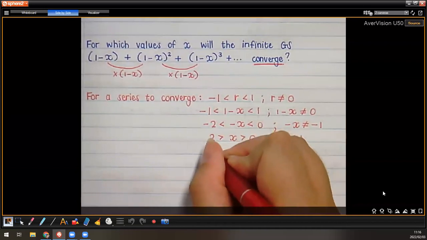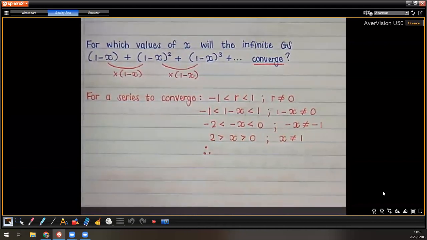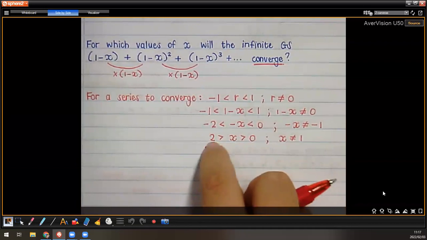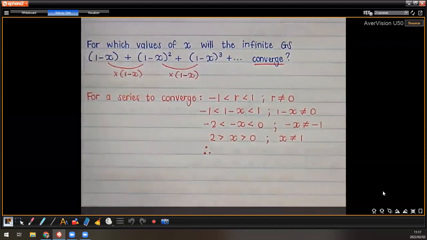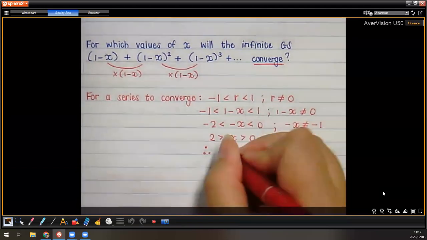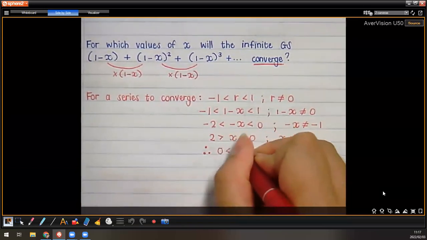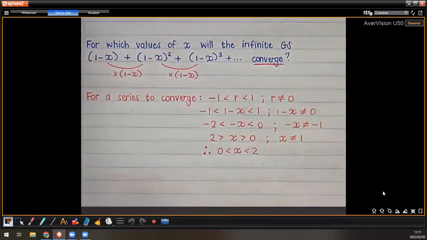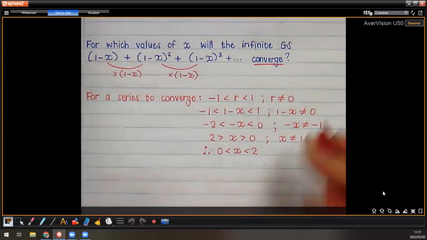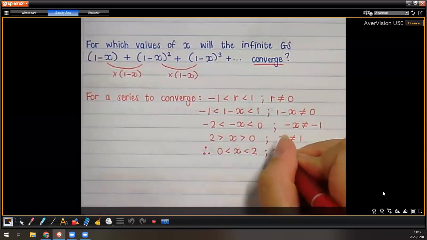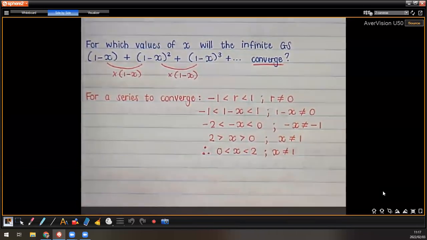I'll just say therefore, just so that you can see that it's the final answer. The only thing that's left for us to do is to just put this in the correct order. Okay, 0 is smaller than 2, so the 0 has to come first. And then we need to also change, we're basically swapping that whole inequality around. So we need to swap the symbols as well. And we need to say that x cannot be equal to 1.